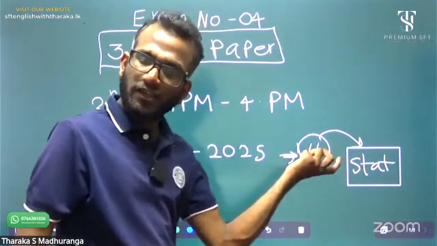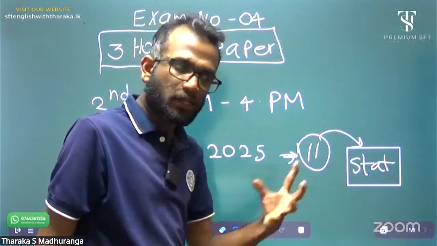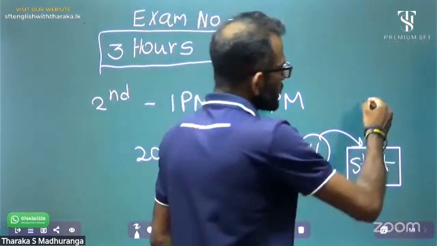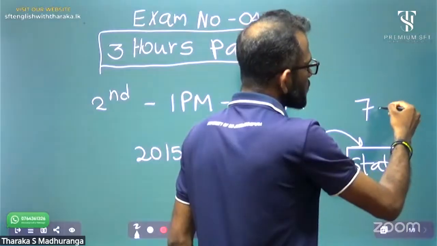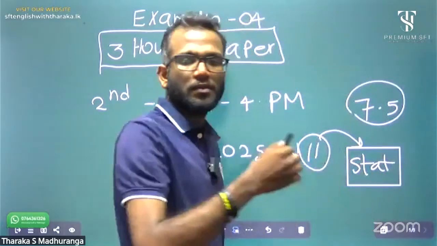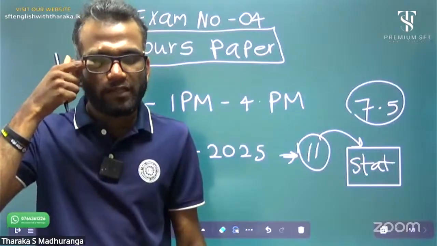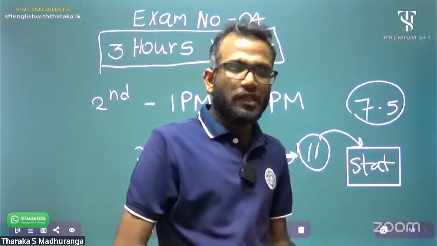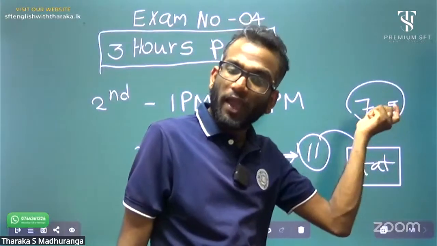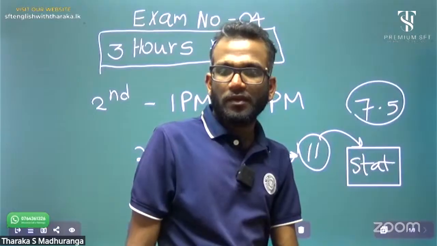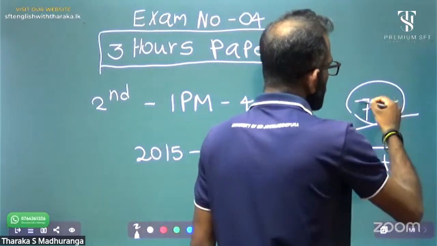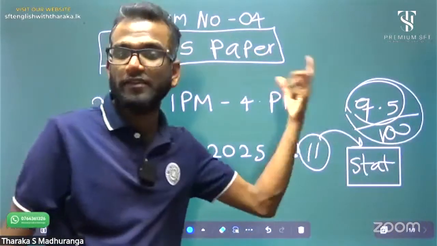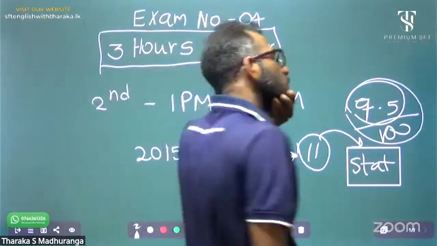Therefore, this lesson is very, very important. If you can complete your statistics question within 25 to 30 minutes, and do it correctly, definitely you can get 7.5 marks out of 100 only from the statistics lesson. Not only that, in the MCQ part also, two questions. Then from the statistics lesson alone you can score 9.5 out of 100. Therefore it is very, very important.